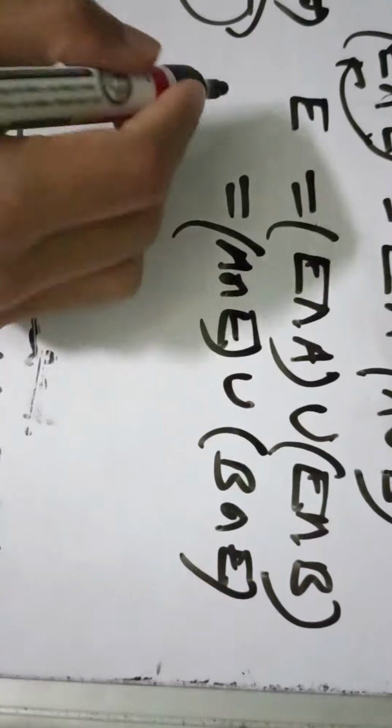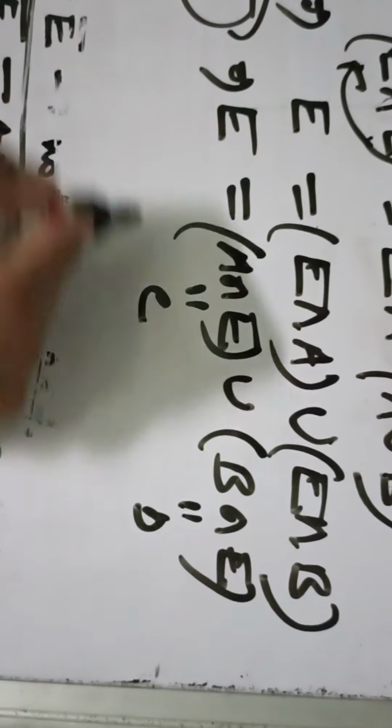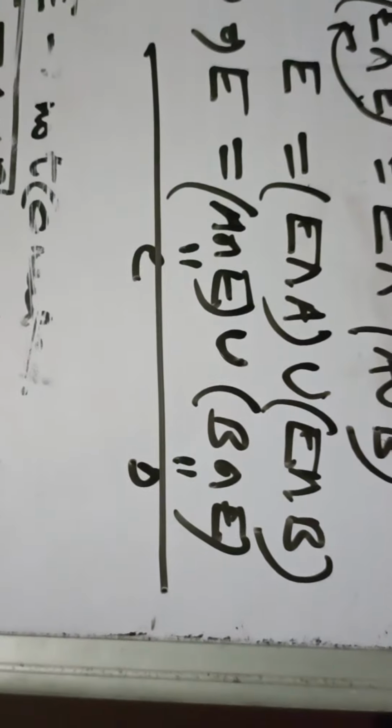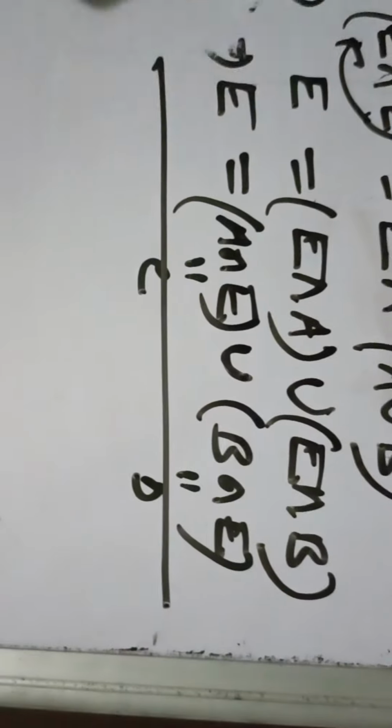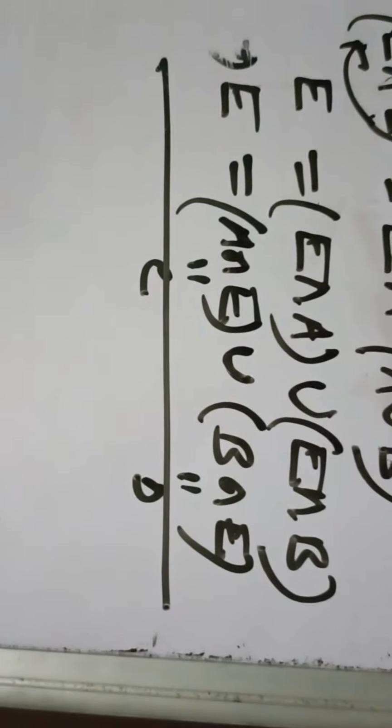So E can be written as a union of two sets. First of all, name this set C and name this set D. So E can be written as C union D, a union of two sets. Now what conclusion can we draw about C and D? What are C and D? By using the concept of A and B.